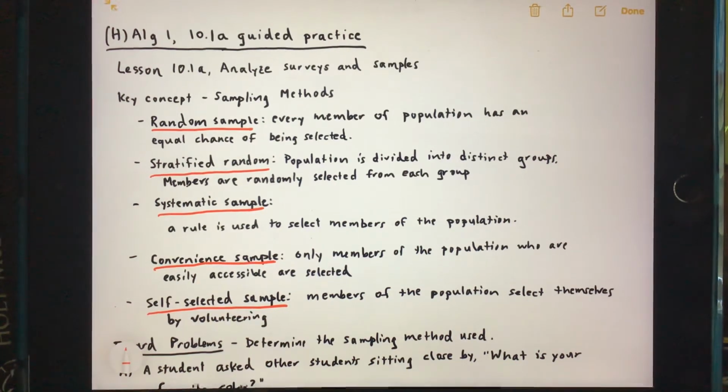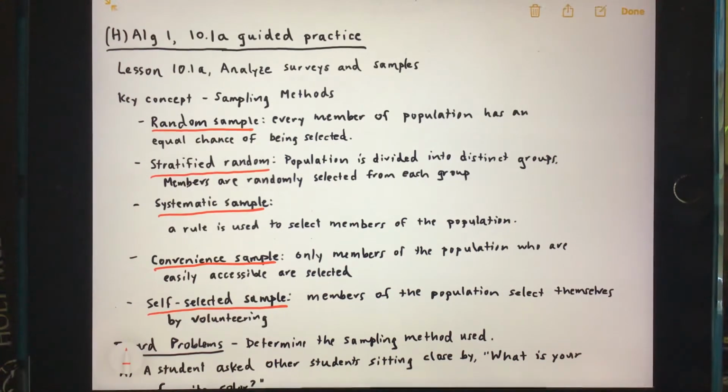Hello, algebra classes, and welcome to an entirely new chapter, Chapter 10, where we're going to be taking a look at data and making sense of data that we can collect on a variety of different subjects. So we're going to begin by looking at lesson 10.1a, where we're going to learn about analyzing what are called surveys and samples.